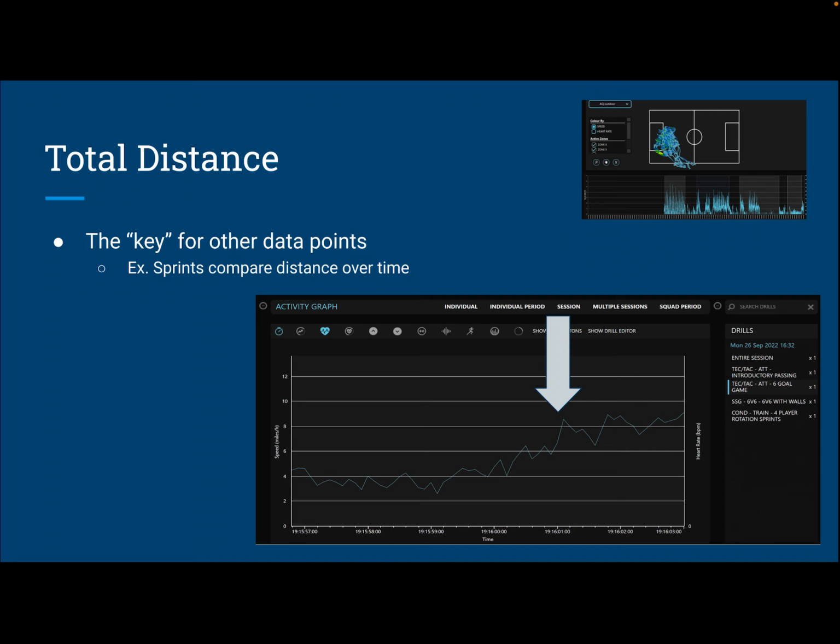The image in the top right is like a cool nifty trick you can do, so that's just an image of all the movements that a player did, right? But again, you can't take a lot of practical information from that aside from like what positions did the player take up during the session.